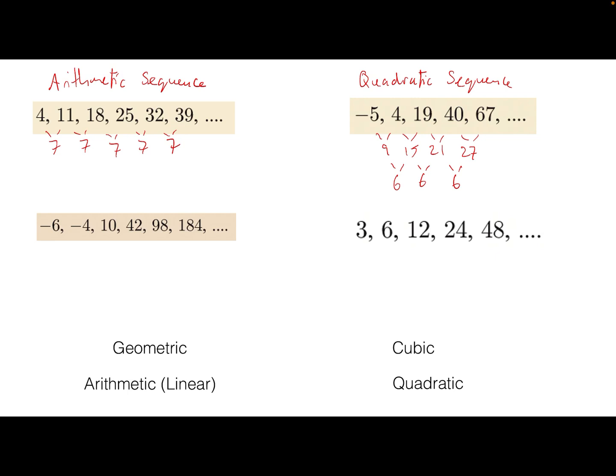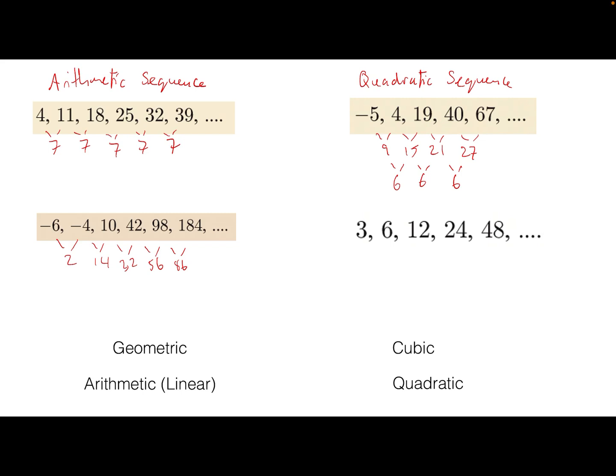And now let's look at the third one. Let's look at the gaps. How do I go from -6 to -4? Let's add 2. -4 to 10 is add 14. Then it's 32. Then it's 56. Then it's, well, let's just use a calculator, save time. 184 minus 98 equals 86.